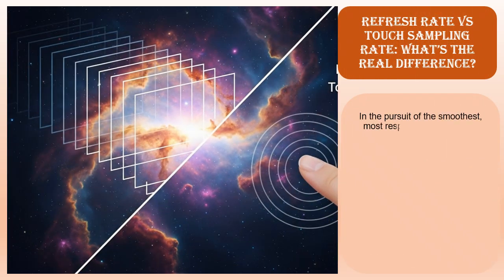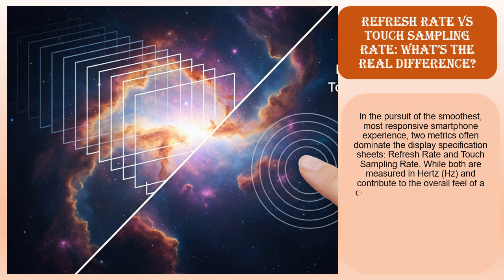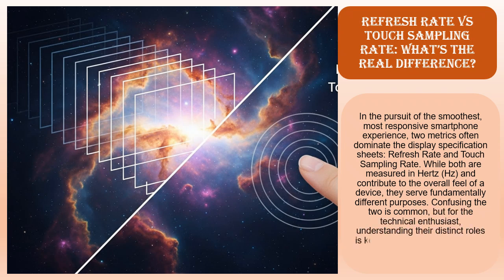Refresh rate versus touch sampling rate, what's the real difference? In the pursuit of the smoothest, most responsive smartphone experience, two metrics often dominate the display specification sheets: refresh rate and touch sampling rate. While both are measured in Hertz, and contribute to the overall feel of a device, they serve fundamentally different purposes. Confusing the two is common, but for the technical enthusiast, understanding their distinct roles is key to appreciating true mobile performance.